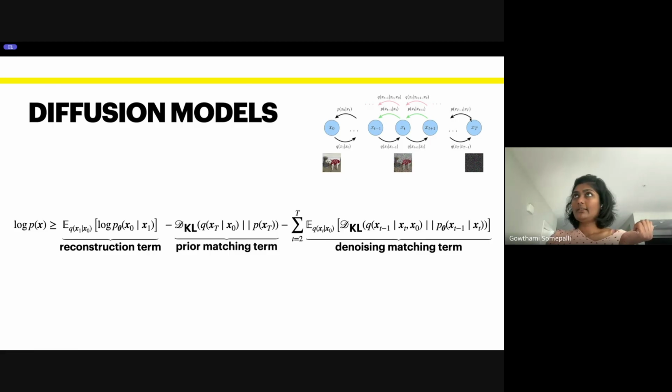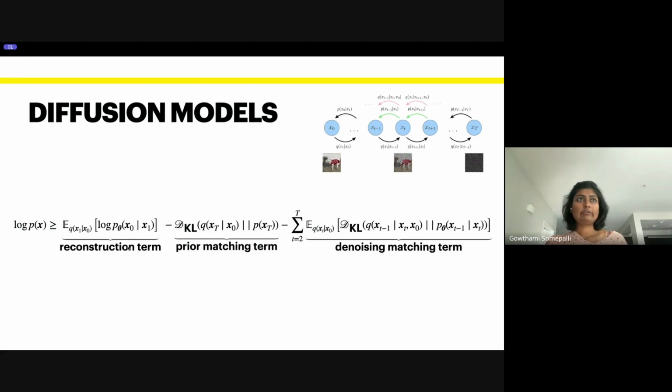So the only terms we want to learn here are the backward process, basically all these p of x t minus 1 given xt distributions. Anyway, you can also write an ELBO, an evidence lower bound equation, for this whole process. And it comes down to these three main terms, okay?